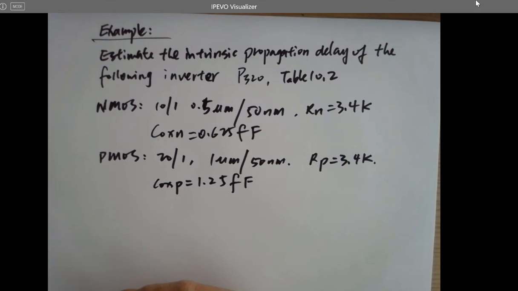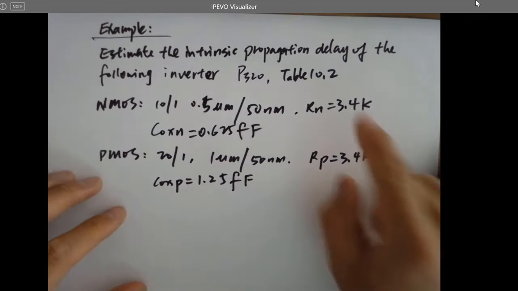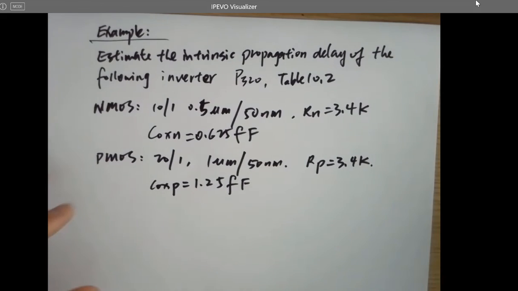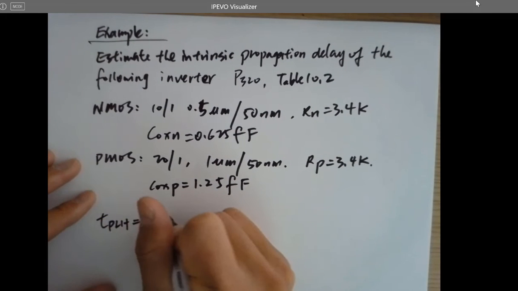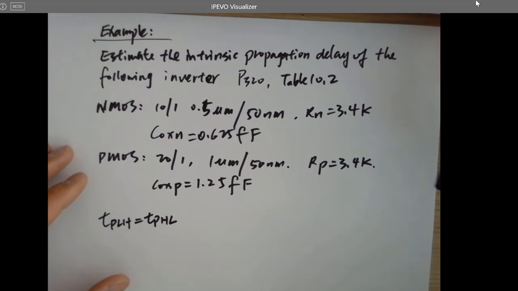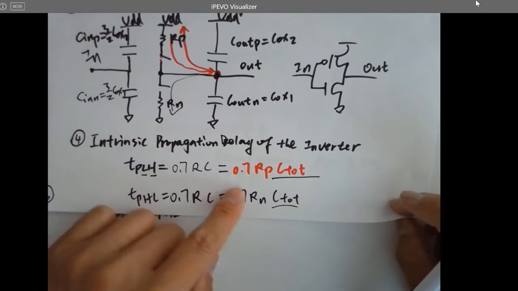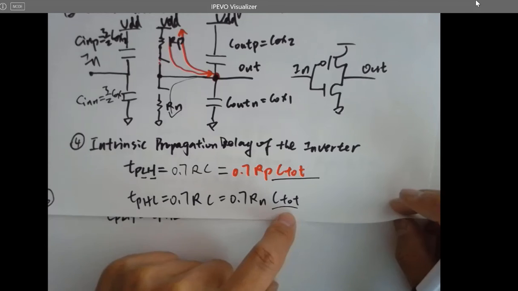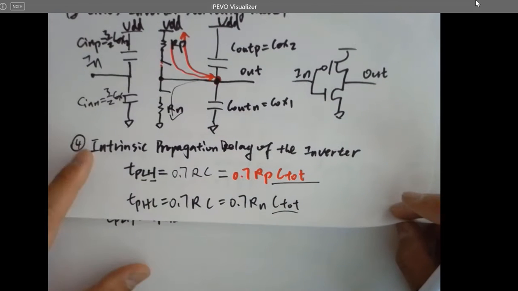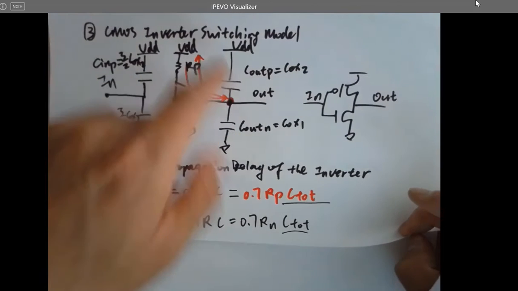So what is the intrinsic propagation delay of the following inverter? Because RN equals RP, what you know is TPLH equals TPHL. Is that correct? Because for the propagation delay, the only difference is R. The C has to be C total, so both of the Cs are involved in the switching, whenever it's being switched on or off, it doesn't matter.